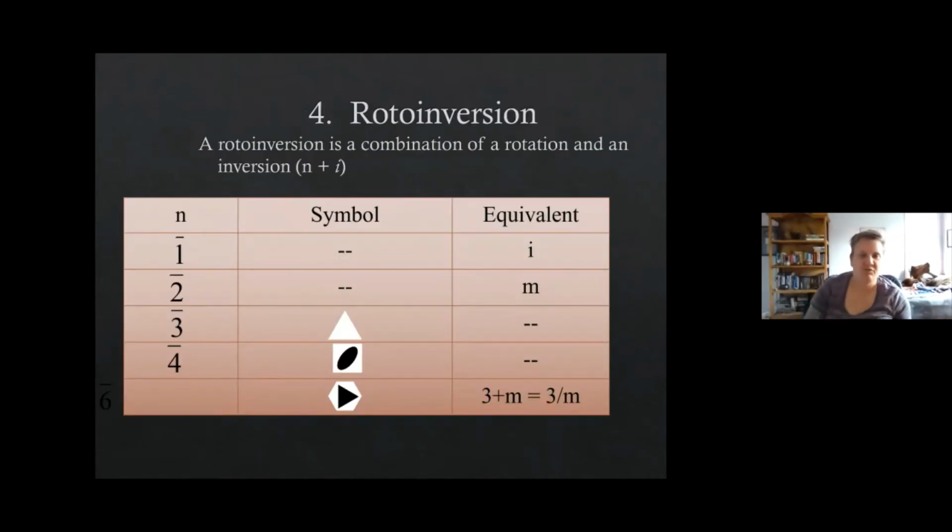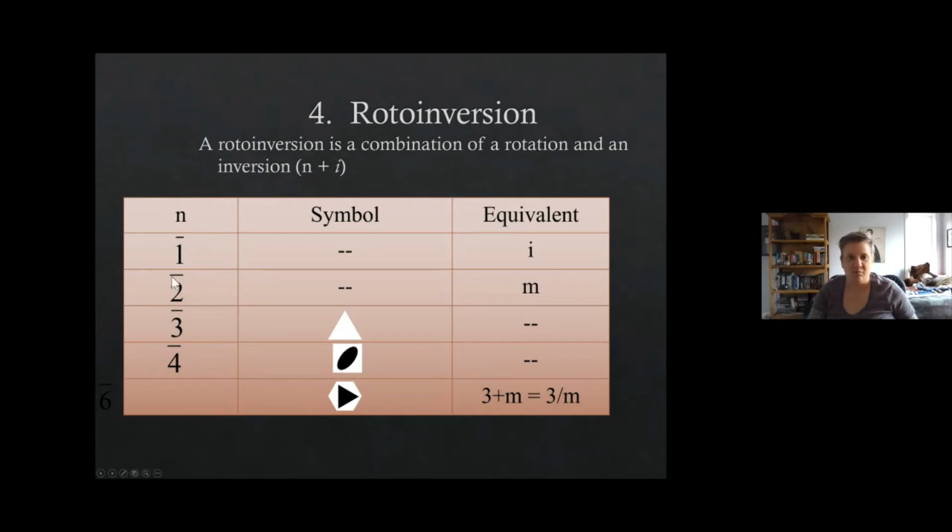Let's make sure it changes. Okay, so last one is a roto-inversion, and this is basically the most complicated part you can get in terms of a non-translational symmetry. So a roto-inversion is when we take a rotation and we invert it. So when we have a roto-inversion, we use the symbol bar 1.